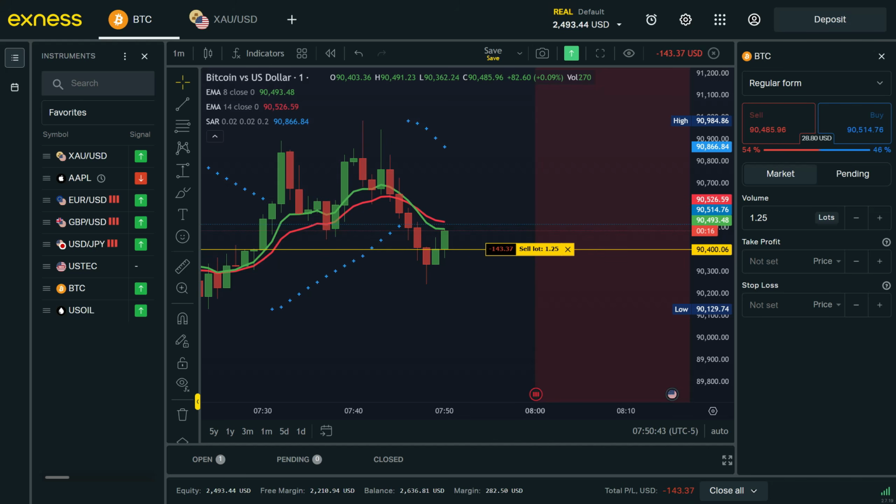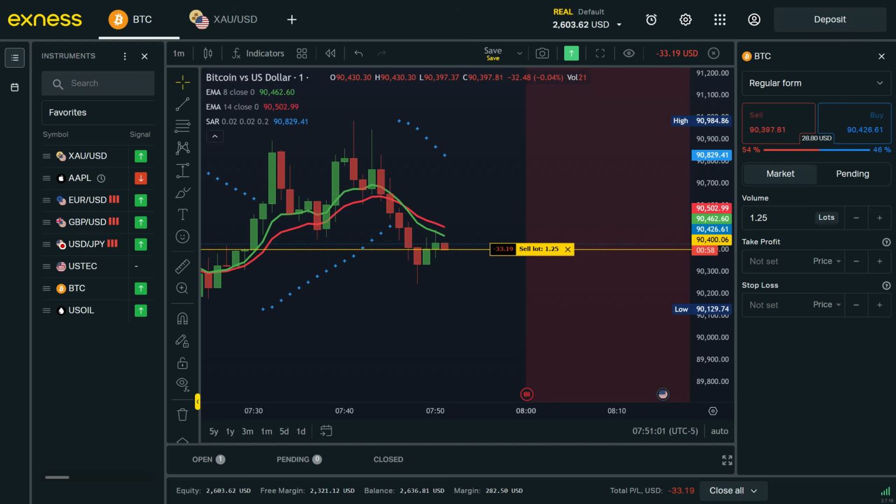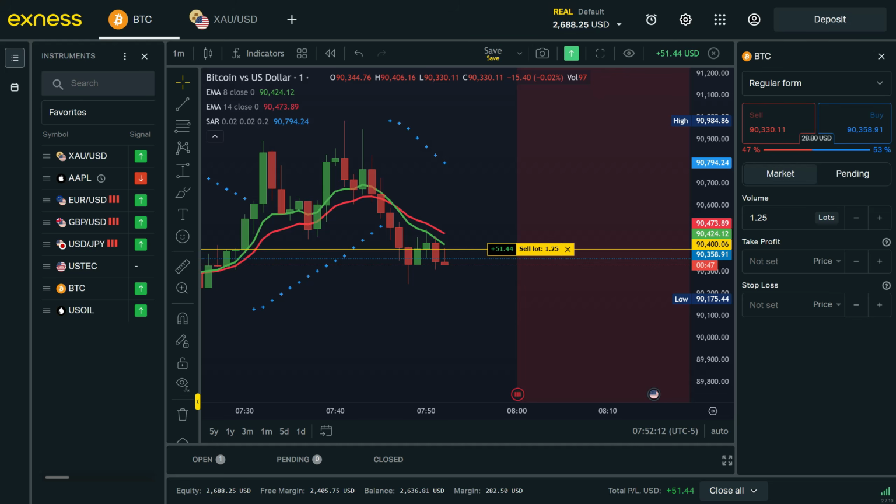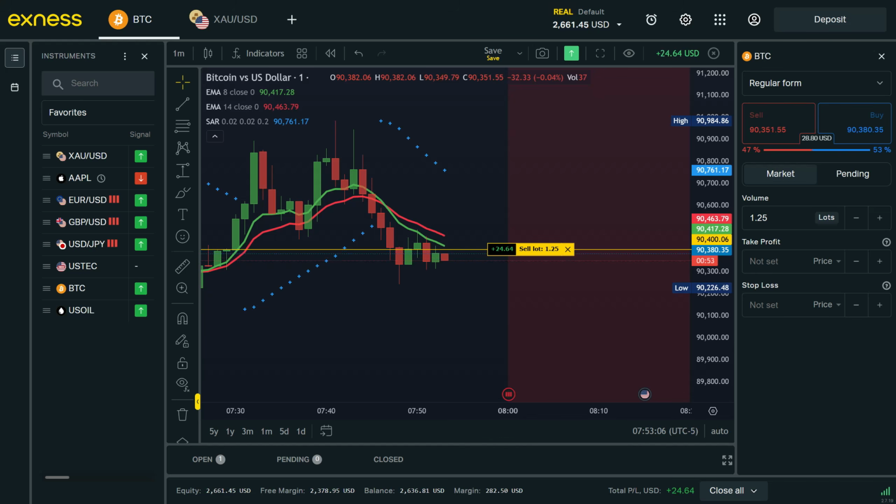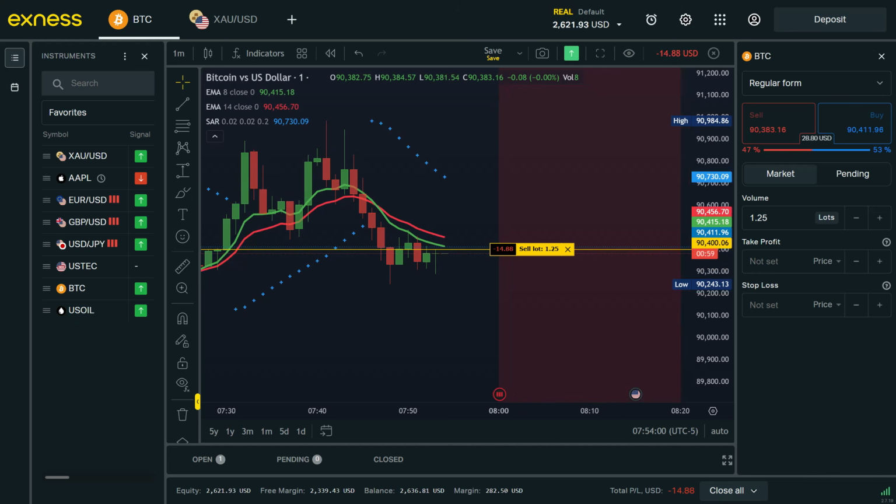downward. Look at this. This is a perfect example of how the red EMA acts as a strong resistance level when the price is trading below it. Whenever the price tries to move higher, it struggles to break above the red EMA and gets pushed back down. This confirms that sellers are still in control. This is exactly why I recommend entering the trade near the red EMA instead of chasing the price.